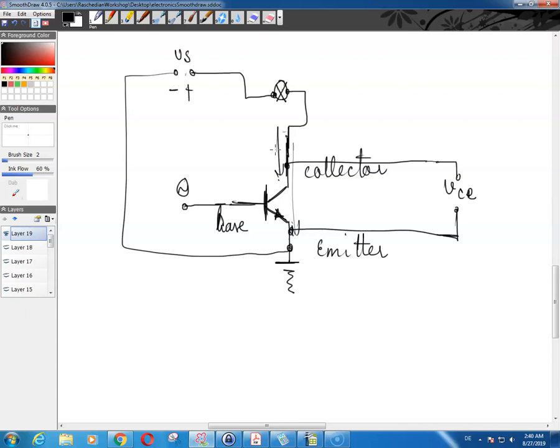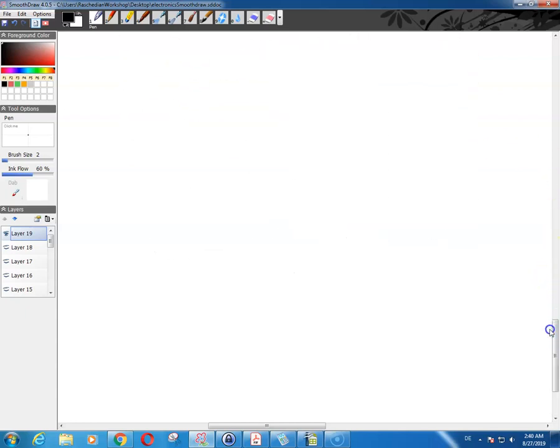Now we can do a couple of calculations here to understand this a little bit better. So we will go through a couple of examples here.